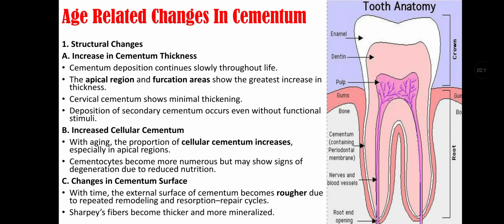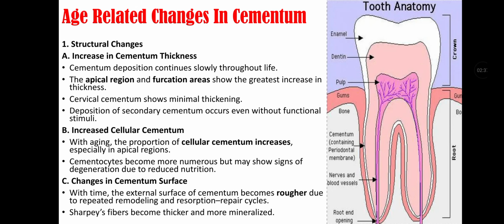First changes are structural changes that include increase in cementum thickness, increased cellular cementum, and changes in cementum surface. Increase in cementum thickness: cementum deposition continues slowly throughout life. Apical region and furcation areas show the greatest increase in thickness. Cervical cementum shows minimal thickening, and deposition of secondary cementum occurs even without functional stimuli.